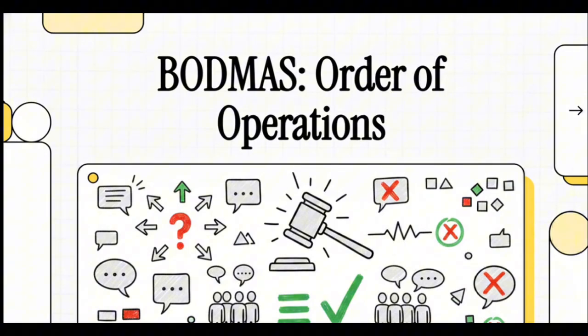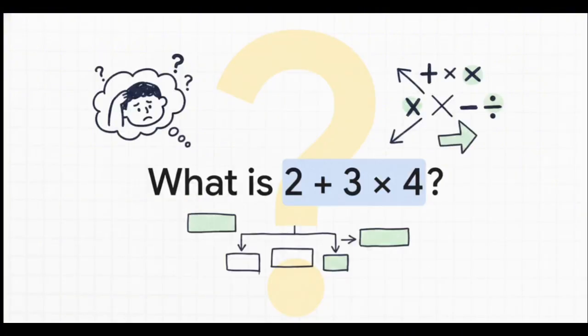Welcome to this animated explainer where we're going to completely demystify BODMAS. It's basically the universally agreed upon mathematical rulebook that makes sure we all get the exact same answer. So let's look at this simple equation. What is 2 plus 3 times 4?